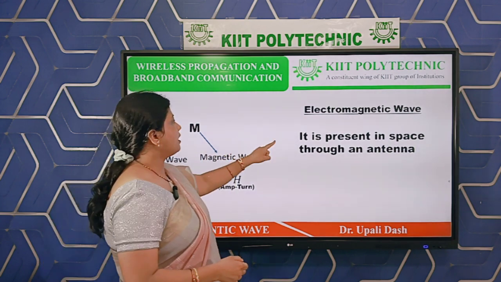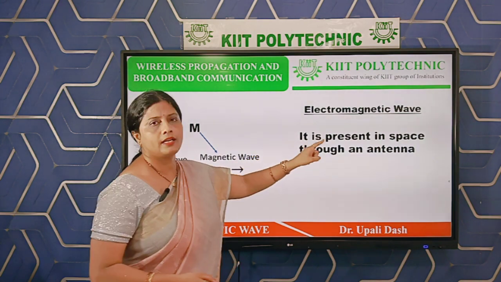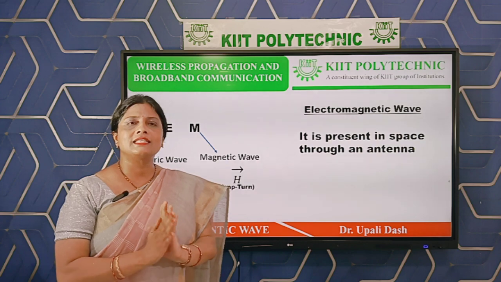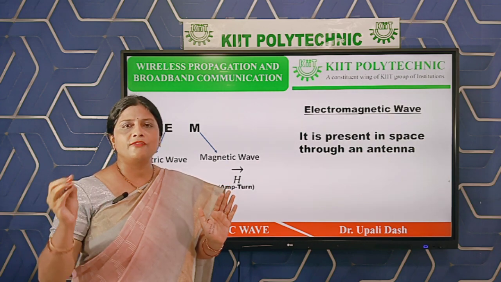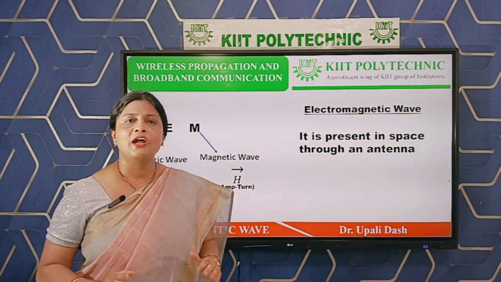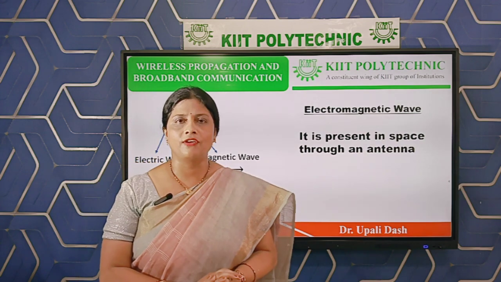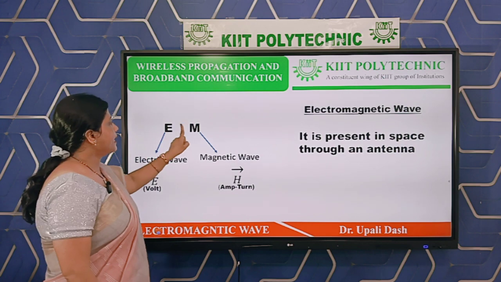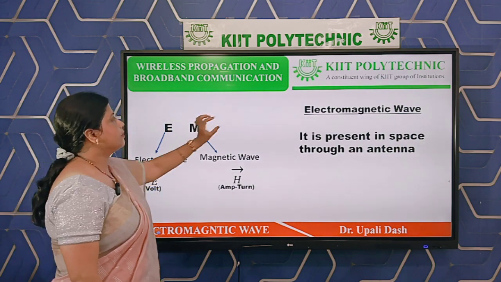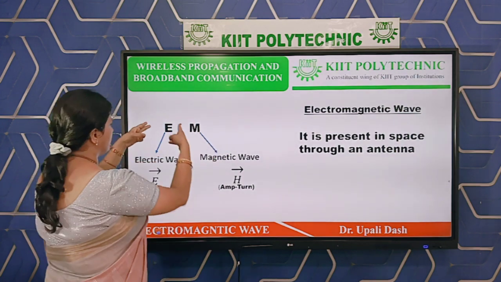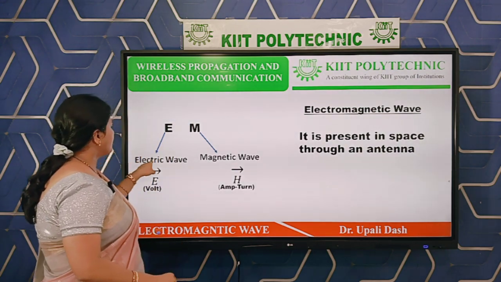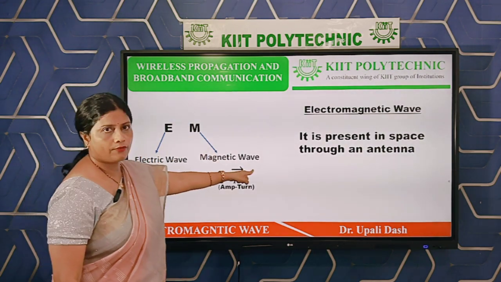So EM wave is present in space through an antenna. As simple as the definition is, it is just a signal which originates from an antenna. So we need an antenna to understand what an EM wave actually is, which I will explain in the lectures. E and M, as the name suggests, the whole wave is focused in two letters, E and M. E means electric wave, M means magnetic wave.